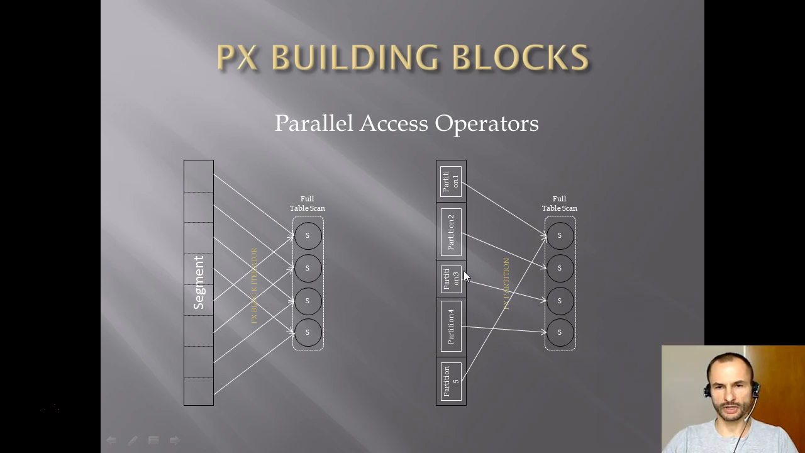And the other way how things could be split is if you work with Oracle partitioning, then you can also have these parallel slaves working on partition level. So each parallel slave works on one partition, and once the partition is processed, and if there are still partitions left, then it will get the next partition and work on that partition.